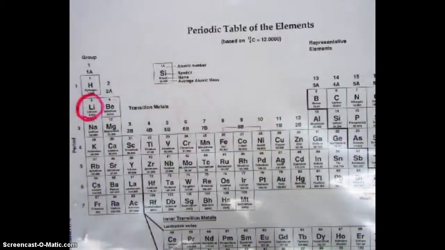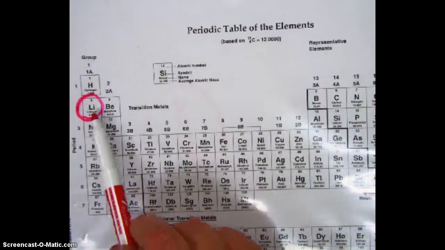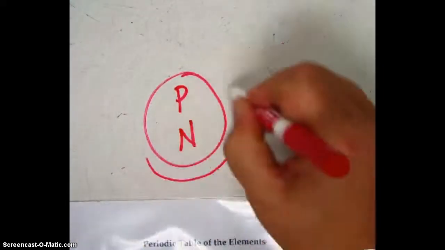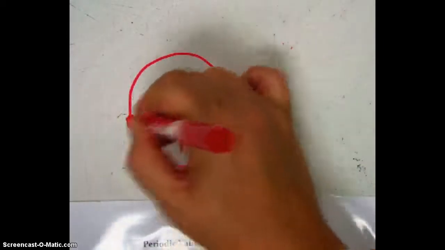The lithium atom has an atomic number of 3, which means it has 3 protons in its nucleus. And the neutral lithium atom will also have 3 electrons. So if we look at the shell directly adjacent to the nucleus, this shell will have 2 electrons in it.